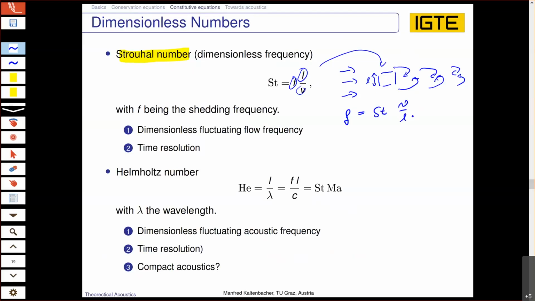So we simply see if we have a flow around an obstacle, the shedding frequency is directly proportional to the velocity. So it increases with the velocity, and it decreases when your characteristic length scale, so the diameter, for example, of your cylinder is getting larger and larger, or it increases when the diameter of your cylinder gets smaller and smaller. And what is important is that this shedding frequency is exactly the frequency also of the acoustic wave.